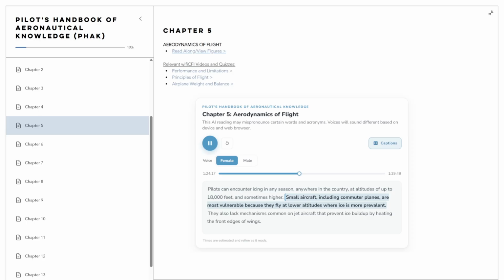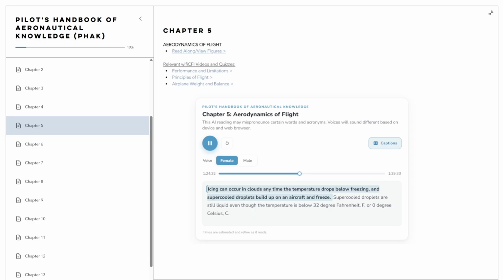Small aircraft, including commuter planes, are most vulnerable because they fly at lower altitudes where ice is more prevalent. They also lack mechanisms common on jet aircraft that prevent ice buildup by heating the front edges of wings. Icing can occur in clouds anytime the temperature drops below freezing, and supercooled droplets build up on an aircraft and freeze. Supercooled droplets are still liquid even though the temperature is below 32°F, or 0°C.